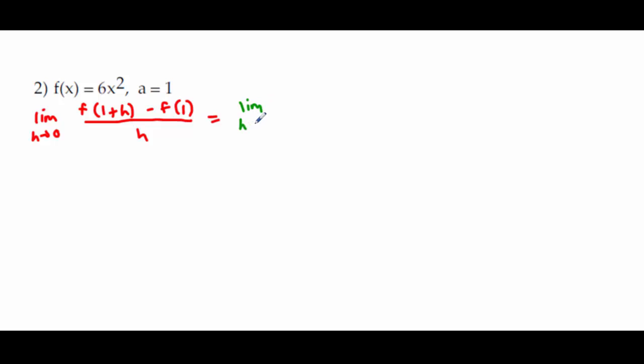So the limit as h goes to 0. If I plug 1 plus h in where x is, then that's 6 times 1 plus h squared. All I did was I wrote 6x squared, but where x is, I plugged in 1 plus h. That's what f of 1 plus h means. Minus, if I plug in 1, what do I get? 6 times 1 squared is 6.